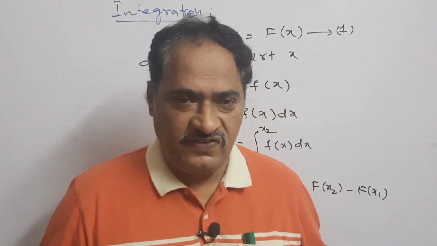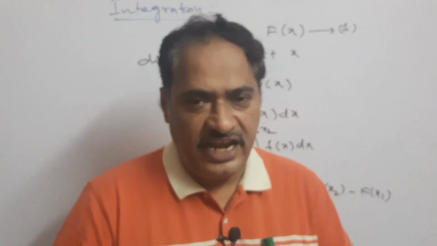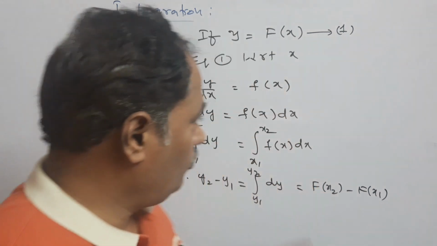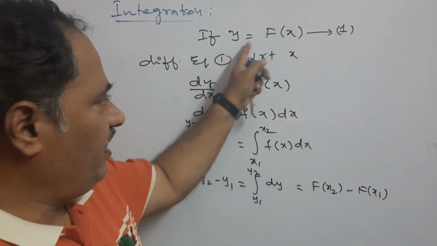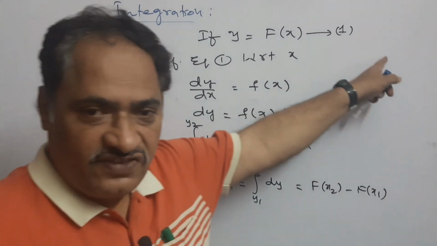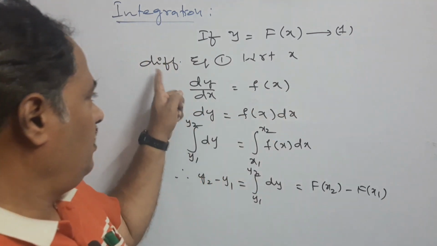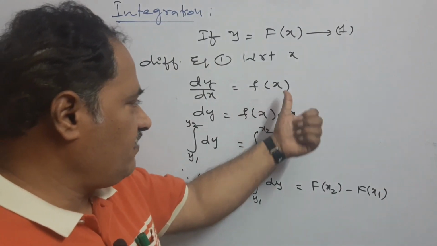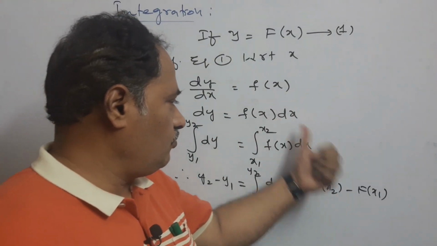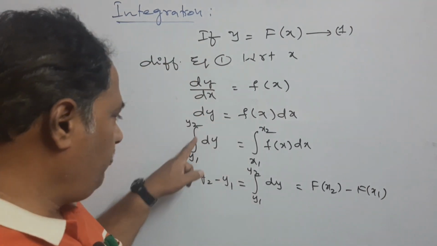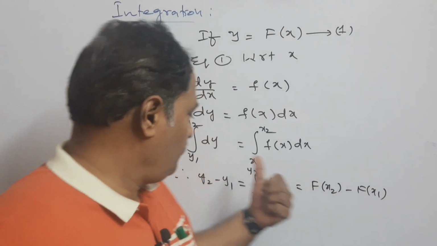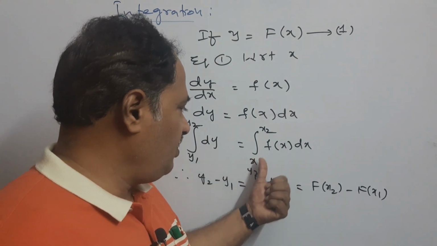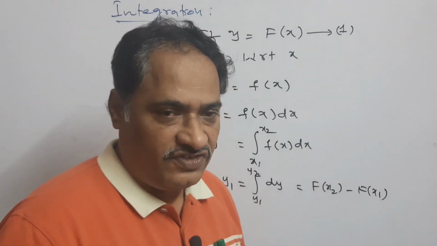In simple terms, differentiation and integration are quite reverse phenomena. So y equal to f of x, consider that as equation number 1. Differentiating equation 1 with respect to x, dy by dx equals f of x, so dy equals f of x dx. This operator is integral. Therefore integral from y1 to y2 of dy equals integral from x1 to x2 of f of x dx.